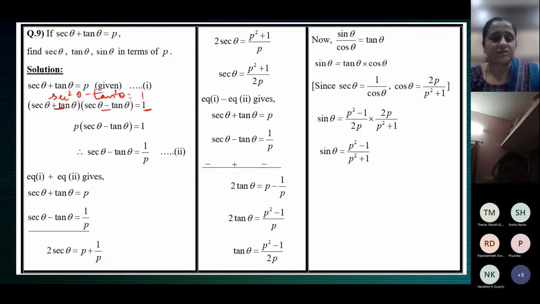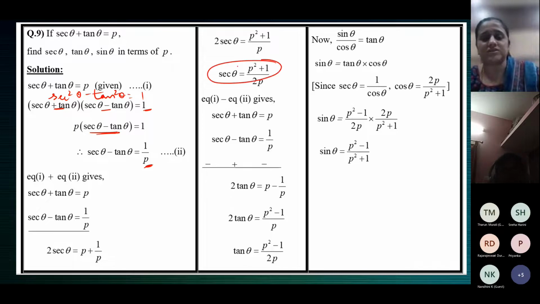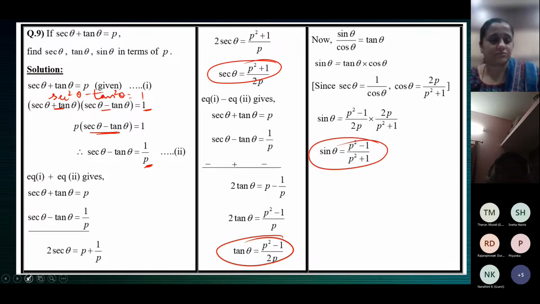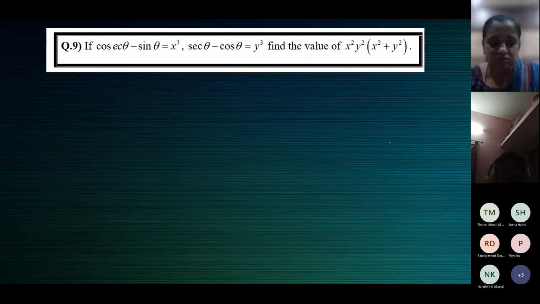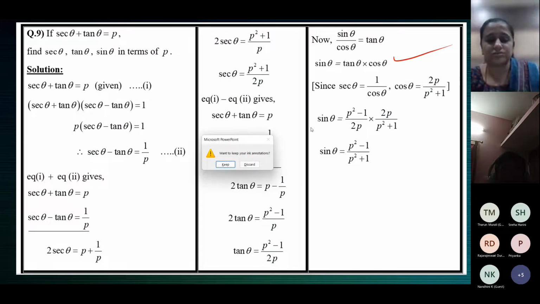Secant square theta minus tan square theta is 1, A square minus B square, so A plus B into A minus B. We are given that secant theta plus tan theta is P. So P into secant theta minus tan theta is 1, so secant theta minus tan theta is 1 by P. Add the two equations, subtract the two equations, and you will find the value of secant theta and tan theta. And then find sine theta. So how to find sine theta? You should go through it. So this is about the questions in this presentation.